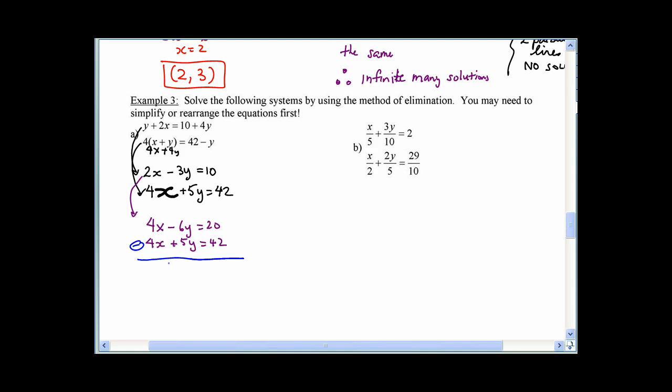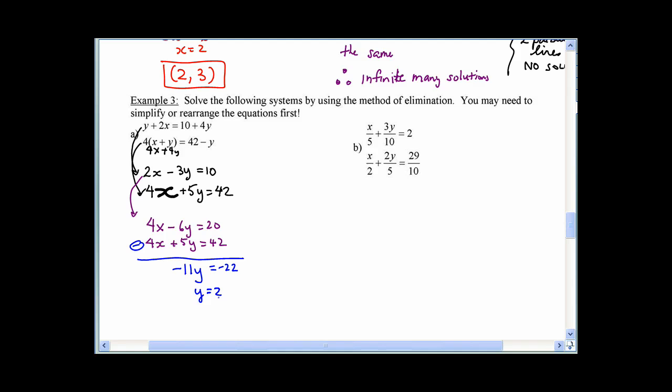4x minus 4x is gone. Negative 6y minus 5y, negative 11y. 20 minus 42, that's negative 22. So to solve for y, we'll divide both sides by negative 11. Y equals 2.